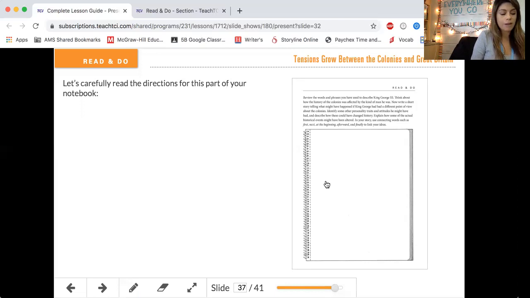You're going to write a short story telling what might have happened if King George had had a different point of view about the colonies. Identify some other personality traits and attitudes he might have had and describe how these could have changed history. Explain how some of the actual historical events might have been altered. In your story, use connecting words such as first, next, at the beginning, afterward, and finally to link your ideas.